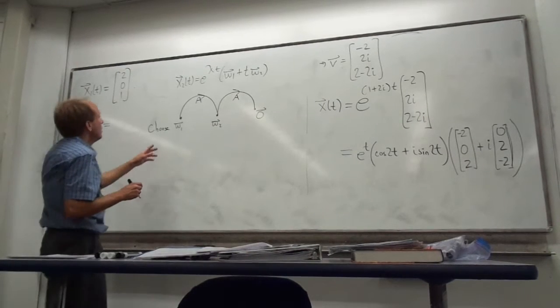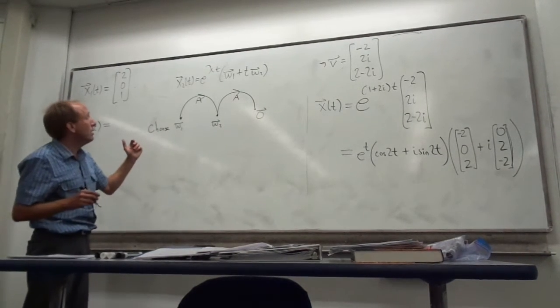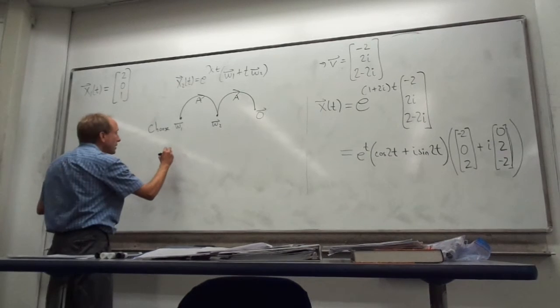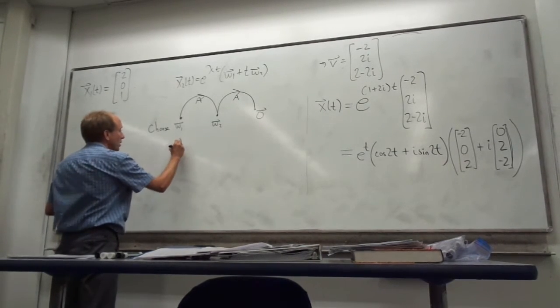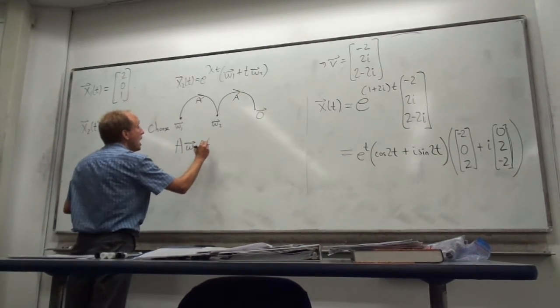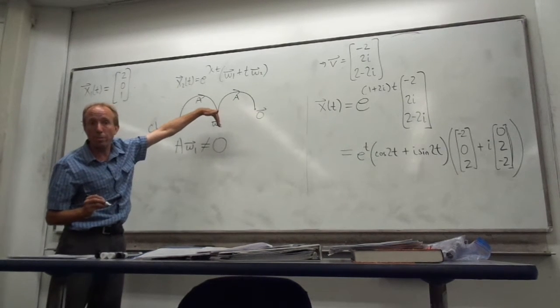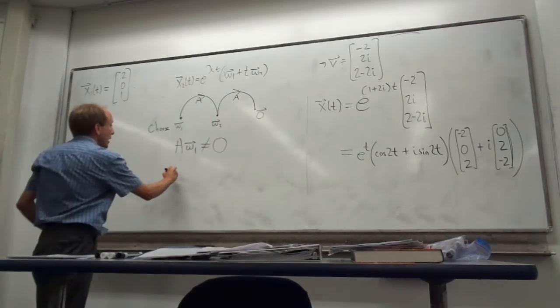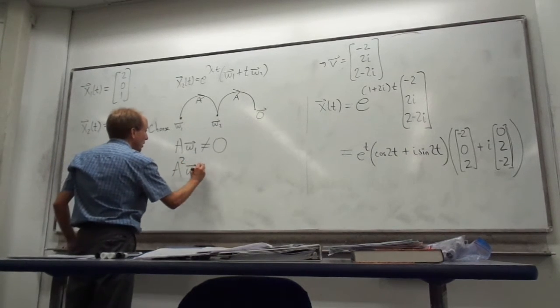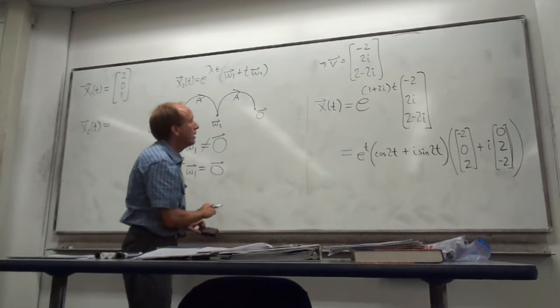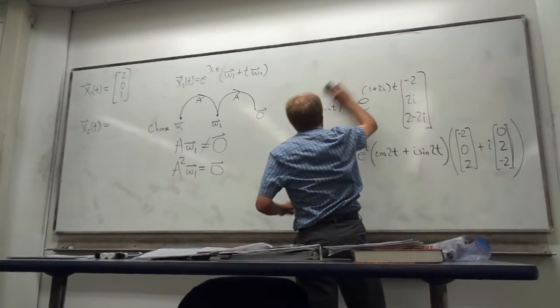All right. Next. So we're going to choose W1 such that A times W1 is not 0. We don't want W1 to die right away on the first application. But A squared of W1 is 0. Okay? So what I'm going to do here is just tell you what A squared is.